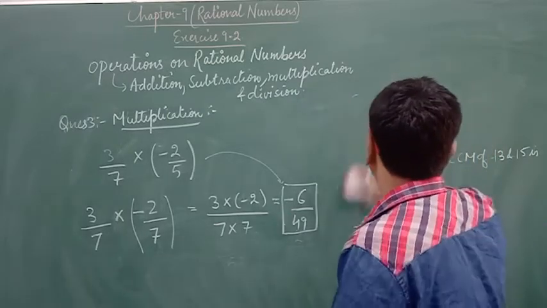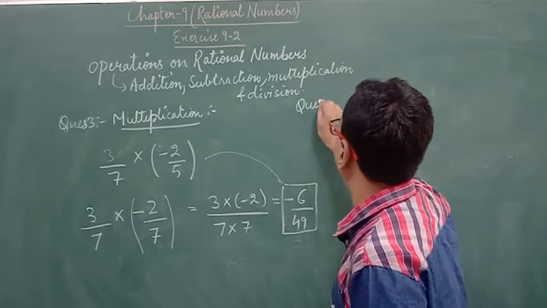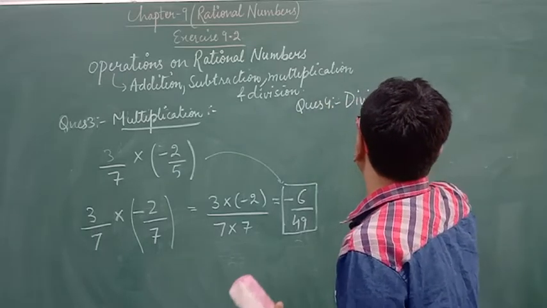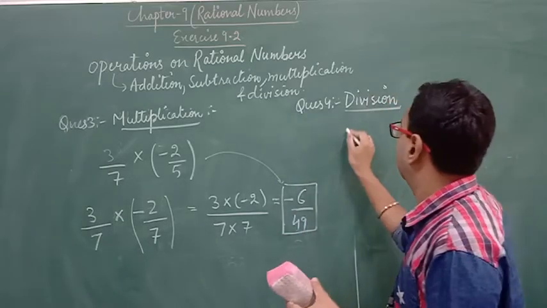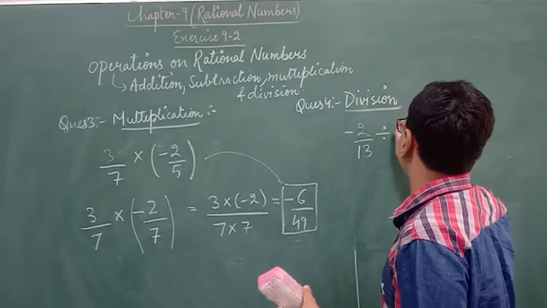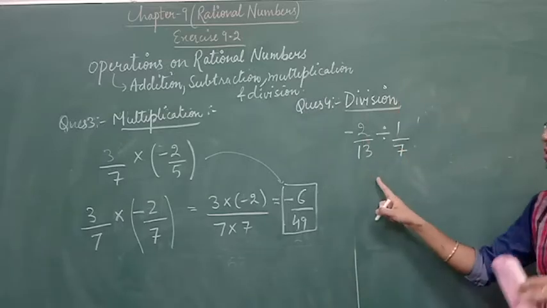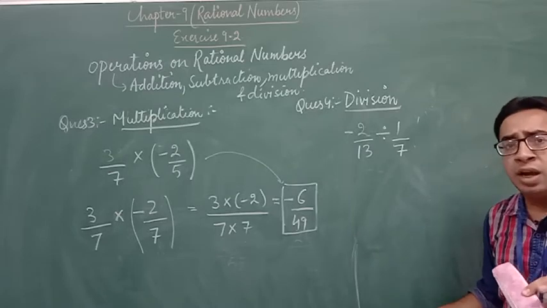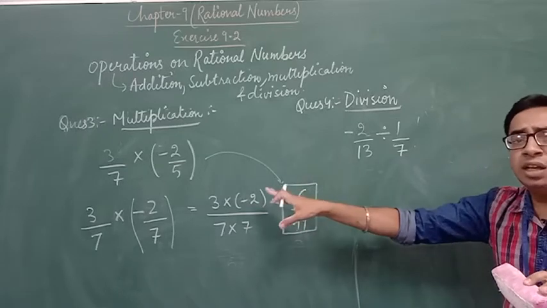Now let's see one more concept here. Question number 4. We'll do the fourth and last operation, which is division. Division of rational numbers. Very easy. I'll take a good example: minus 2 by 13 divided by 1 by 7. Are we clear? See, division is also possible. We can divide also. But don't you think multiplication is much better as compared to division?